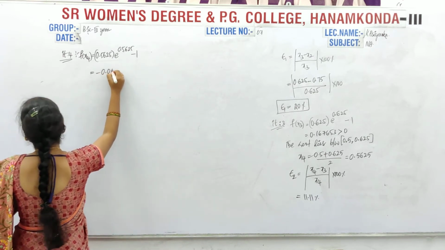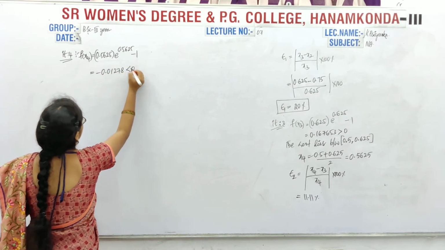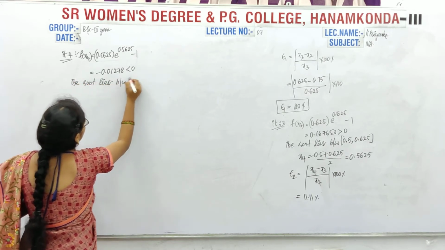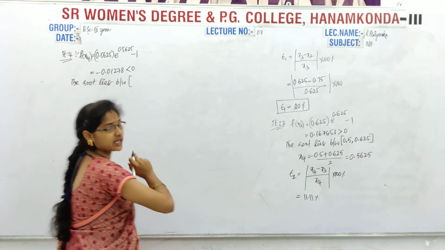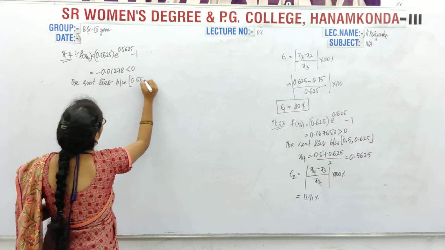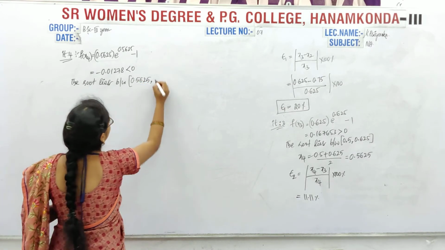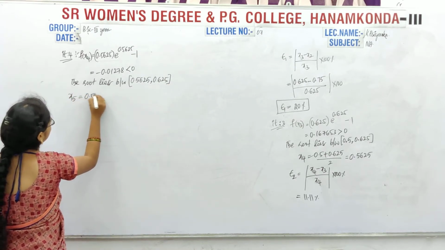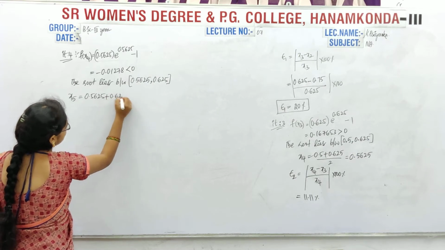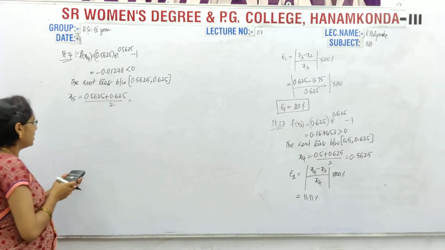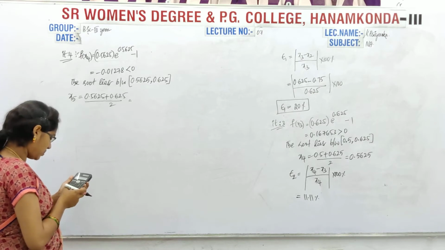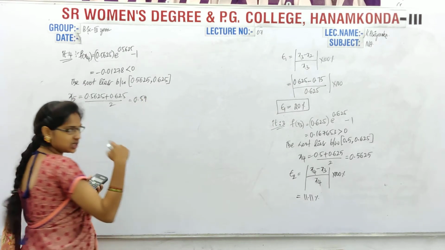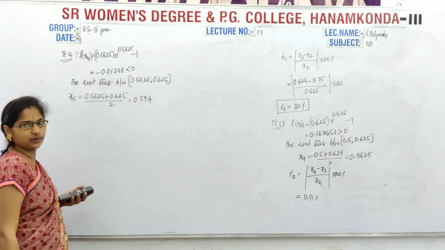It is minus 0.01278, which is less than 0. Therefore, the root lies between. So it is negative now. So 0.5 is negative there, so we have to ignore that. Now the new value is 0.5625 comma what? 0.625. Now x5 equals 0.5625 plus 0.625 by 2. Now addition first, 0.5625 plus 0.625 divided by 2. It is 0.59375. I am taking that simply as 4.